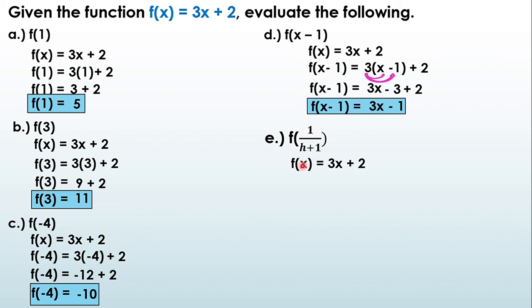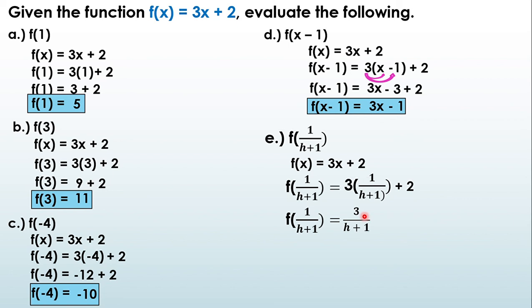So, using the same function, f of x is equal to 3x plus 2. So, we have f of 1 divided by h plus 1 is equal to 3 times 1 divided by h plus 1 plus 2. Okay, so f of 1 divided by h plus 1 is equal to, so multiply 3 by 1 divided by h plus 1, so that is 3 times 1, 3 all over h plus 1. So we have 3 divided by h plus 1 plus 2.